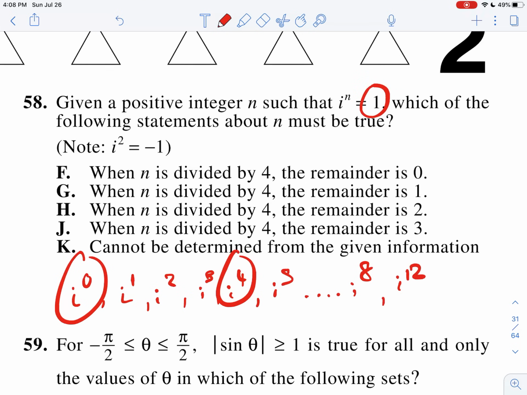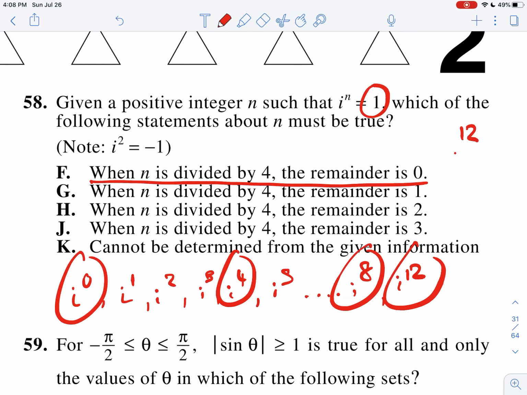It'll look like this. These values work. Basically, the n value has to be divisible by 4, which is what f is. If the remainder is 0, it's divisible by 4. Like 12 divided by 4 is just 3. There's no remainder. So for that reason, 58 is f.